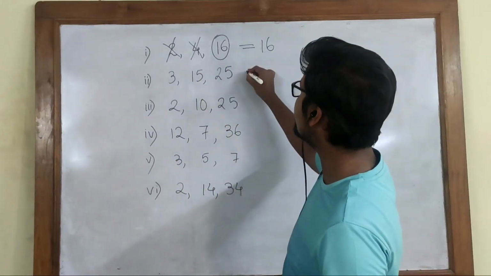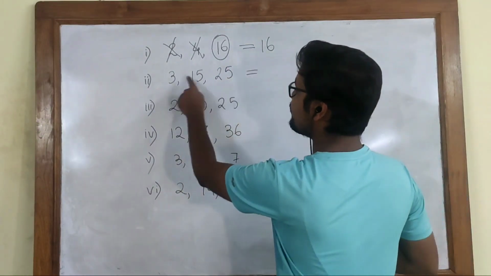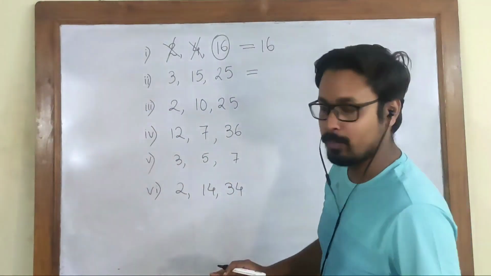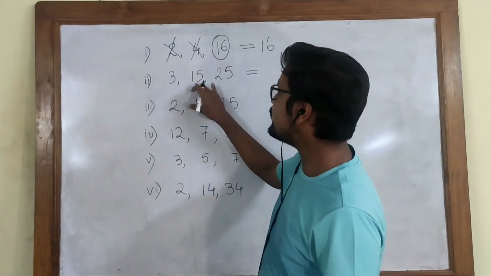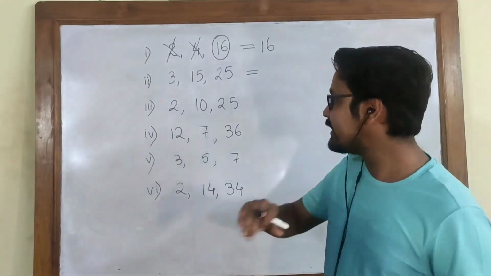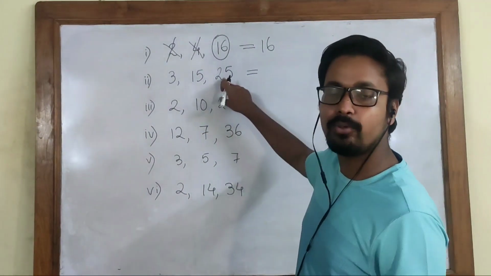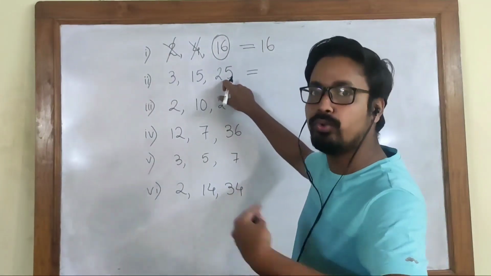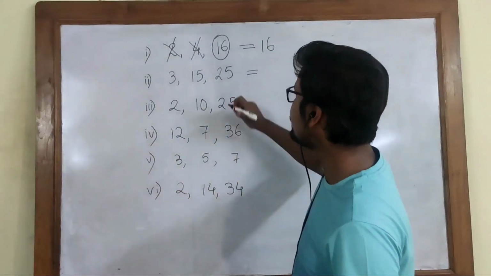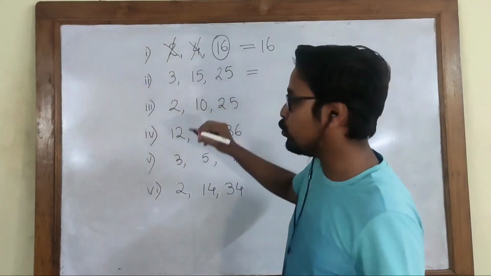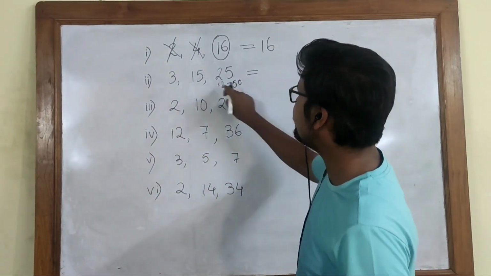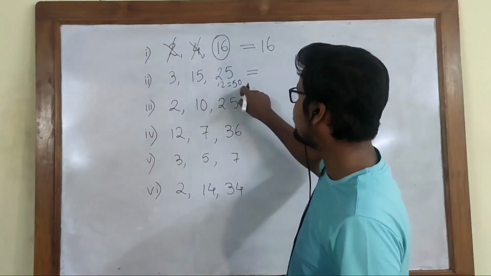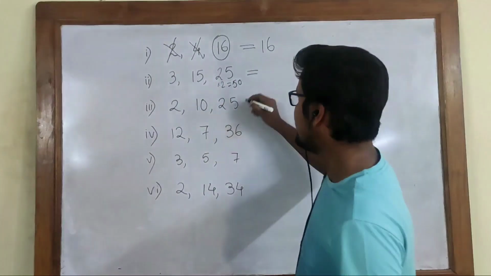Now let us move on to the next one. Is 25 divisible by 3? No. Is 25 divisible by 15? No. So what do we do when it is not a factor? In that case, we will start multiplying 25 by 1, 2, 3 and we will go on. If I multiply 25 by 2, 25 into 2 is 50. Now is 50 divisible by 3? No. Is 50 divisible by 15? No. Now we move ahead.